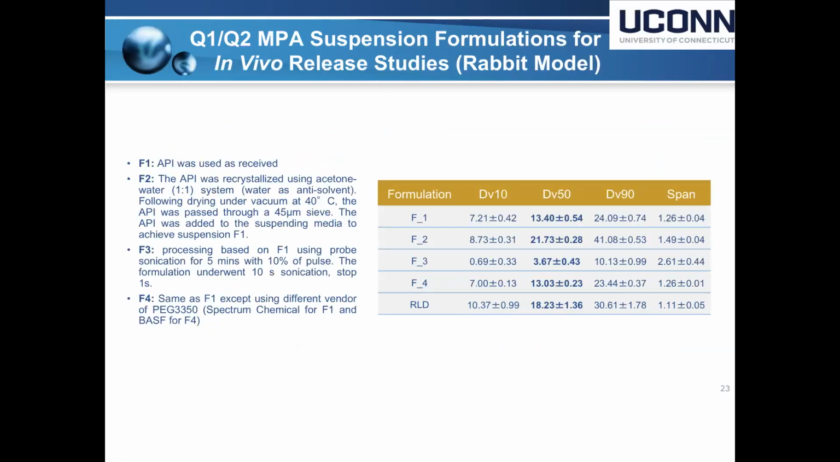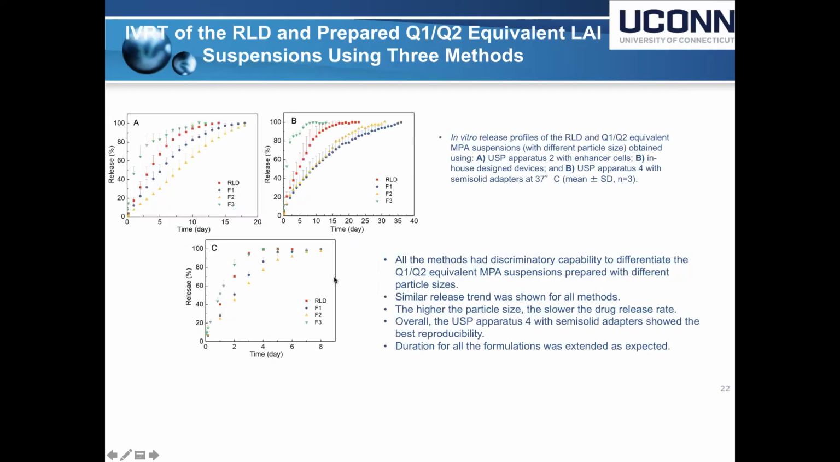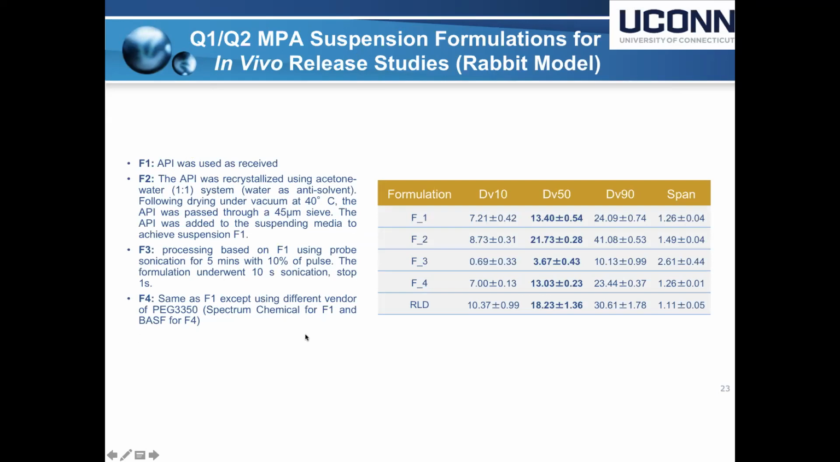So we then went on to start our in vivo studies, and we actually prepared one additional formulation. So this was the F4 formulation, which was exactly the same as F1. So we didn't do anything to the particle size, but we used a different vendor for the PEG 3350. We used Spectrum Chemical for F1, and we used BASF for F4. And we have previously reported that when you do use some different excipient sources, particularly for polymers, then this can affect the final product in many cases, and so can affect the in vitro and in vivo release. So we did add this as an additional formulation with the rabbit studies.